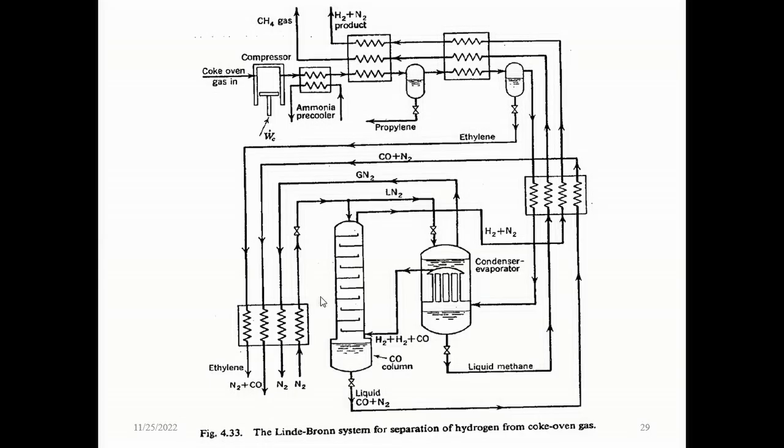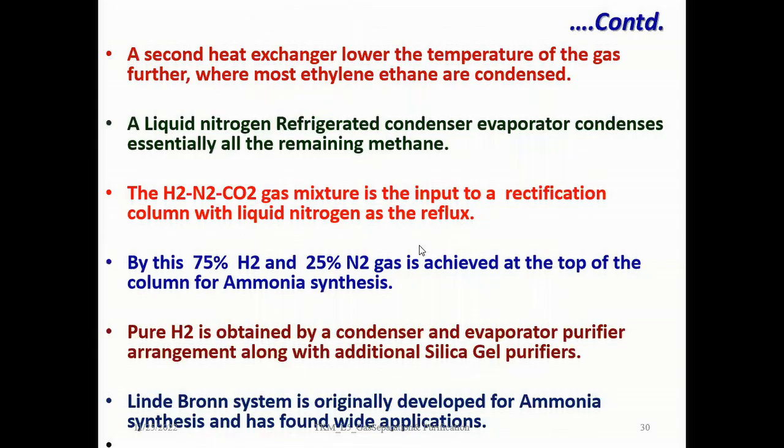A second heat exchanger lowers the temperature of the gas further, where most of the ethylene and ethane are condensed. I mean, this is probably the description. I am giving you the description of the process, what we have seen in the earlier diagram. The liquid nitrogen refrigerated condenser evaporator condenses essentially all the remaining methane.